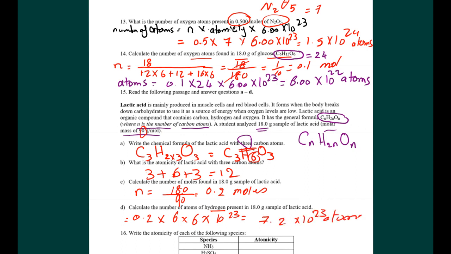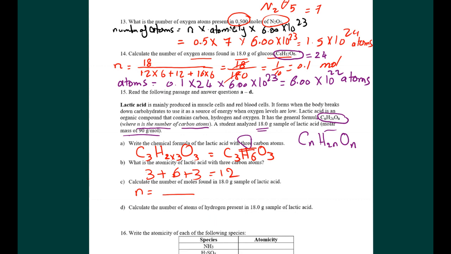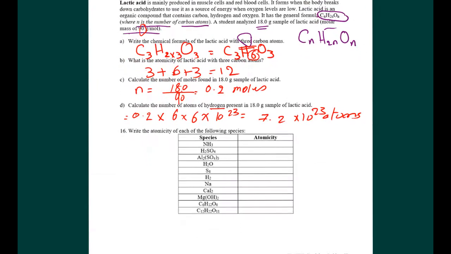Hydrogen atoms. Here, what is the atomicity? Very simply, you are going to count the number of atoms in the formula. Here, 1 nitrogen and 3 hydrogen equal a total of 4.